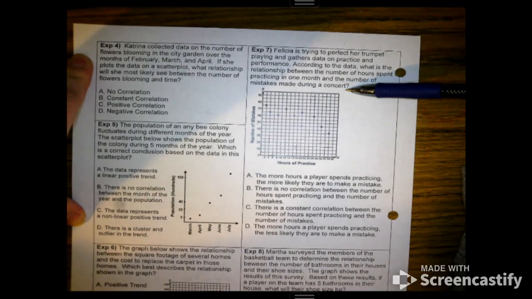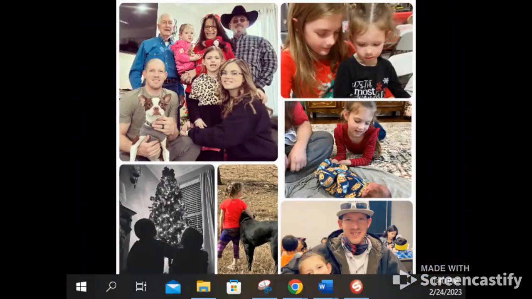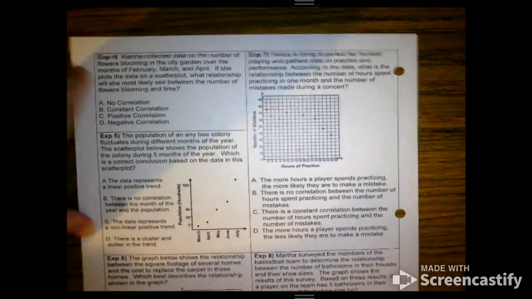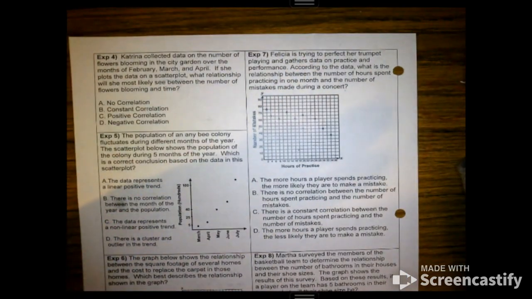Got it? Y'all's homework is pretty short. I can give you more. Oh, please. Can I read the question? Go for it, Deanna. Okay. Rena collected data on the number of flowers blooming in the city garden over the months of February, March, and April. If she plots the data on a scatterplot, what relationship will she most likely see between the number of flowers blooming and the months?